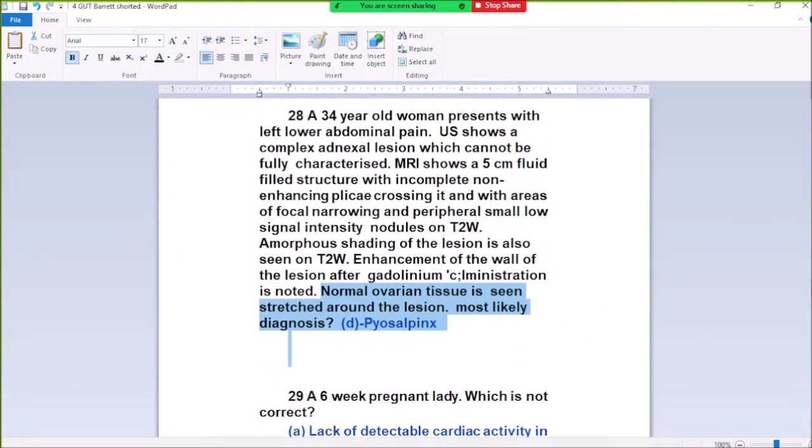A complex adnexal lesion which cannot be fully characterized. MRI shows a 5 cm fluid structure with an incomplete non-enhancing septum crossing it, with areas of narrowing and peripheral small low signal intensity nodules. This is a sactosalpinx.